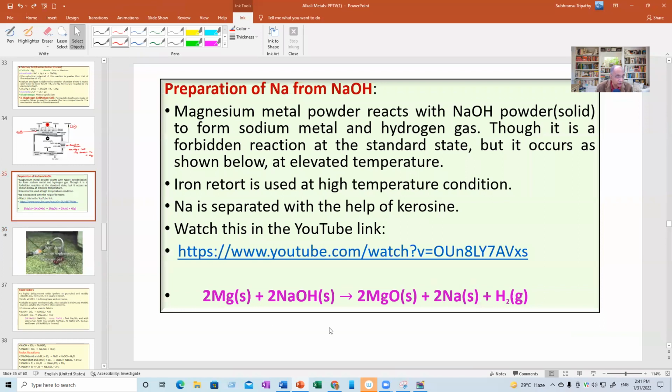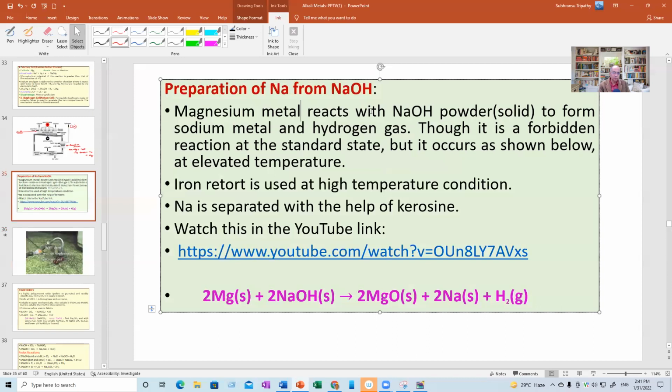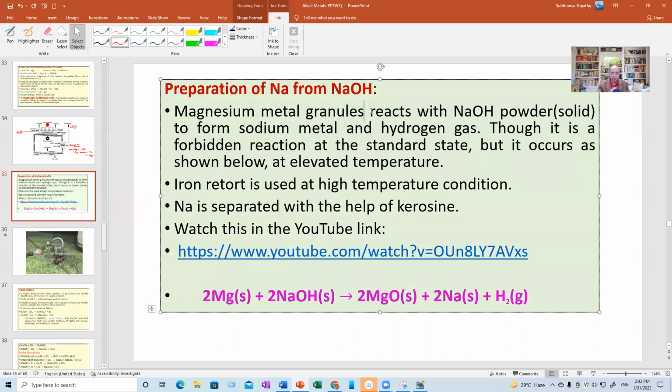I am teaching you this in connection with the properties of sodium hydroxide. It would also have been discussed in the preparation of sodium, the laboratory method of preparation of sodium from sodium hydroxide using magnesium powder. It's not a powder, it's granules. Okay.